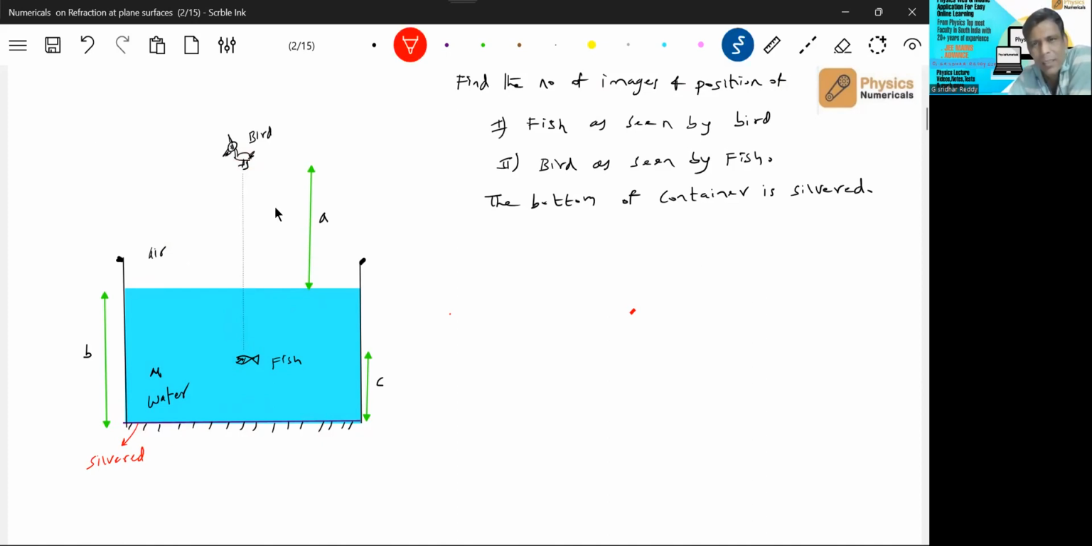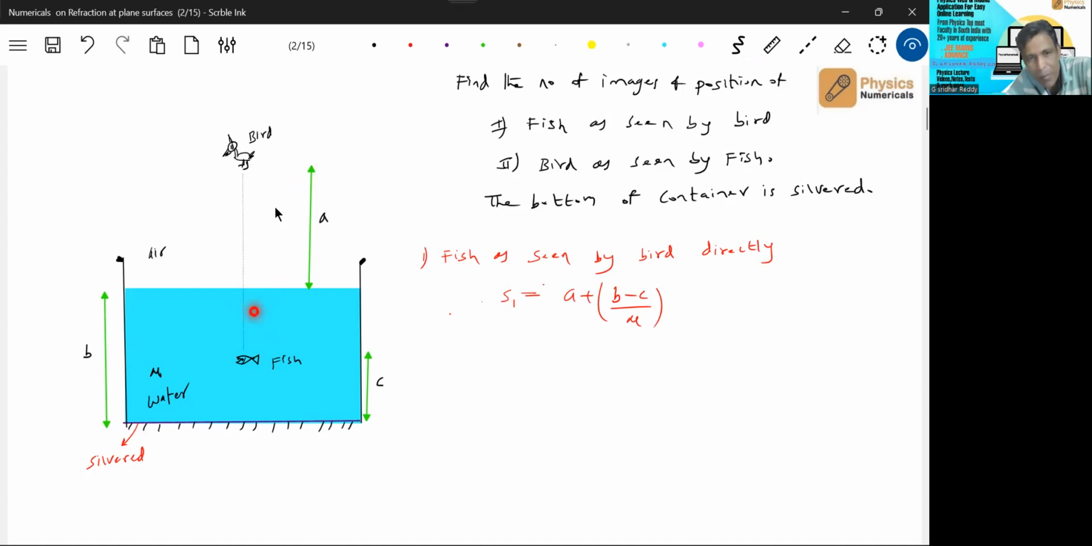First, the fish as seen by the bird directly. What is the distance at which the bird is from the boundary? At a distance A. What is the real depth of the fish? B minus C. Then the apparent depth will be B minus C by mu. So in the first case, I'll write this distance as S1, equal to A plus (B minus C) by mu. A is the distance of the bird from the boundary, B minus C is the real depth of the fish, and this is the apparent depth, B minus C by mu.